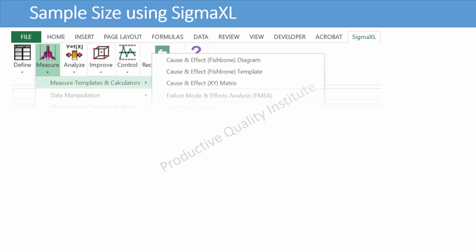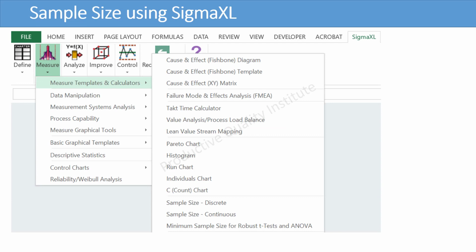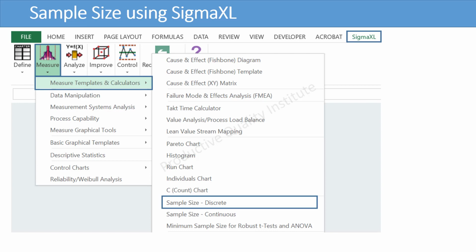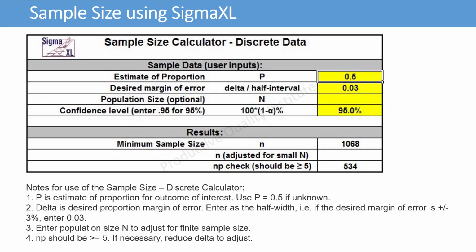To access the sample size calculation template in SigmaXL, click SigmaXL, then Measure, then click Measure Templates and Calculators, then click Sample Size-Discrete to access the sample size of discrete data calculator. The template gives the following default example: notes for use of the sample size discrete calculator. P is the estimate of proportion for the outcome of interest. Use P equal to 0.5 if it is unknown.